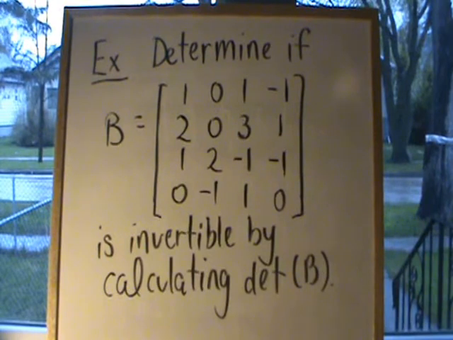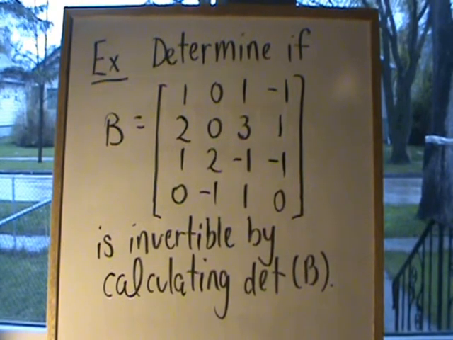Now what I'd like you to do is take a look at this 4 by 4 matrix and figure out which row or which column would be the best one to choose to do our cofactor expansion.